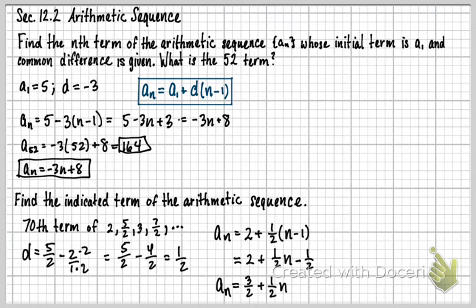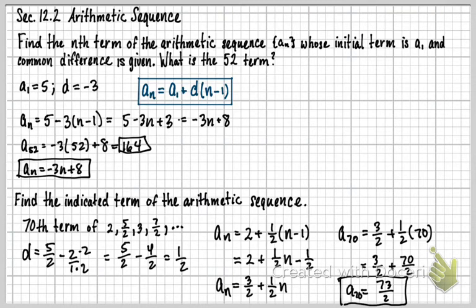Now what we're going to do is find the 70th term. So I'm trying to find a70, and that simply means I'm plugging in 70 for n. So we get 3 halves plus 70 halves, which equals 73 halves. So there's our actual answer for this problem.